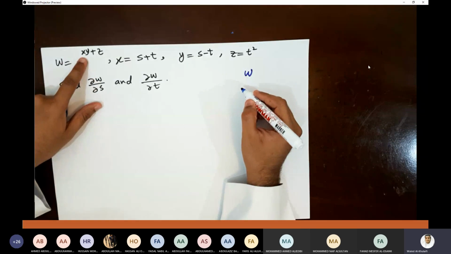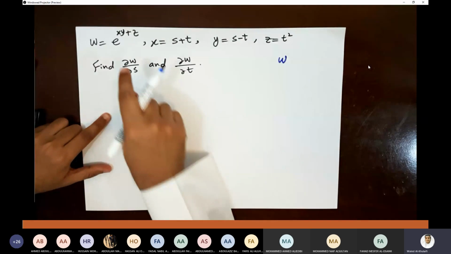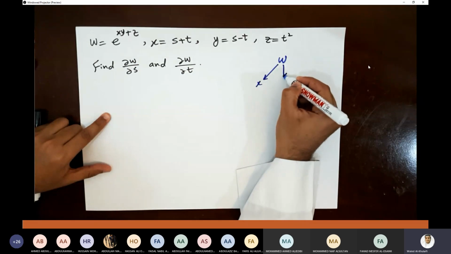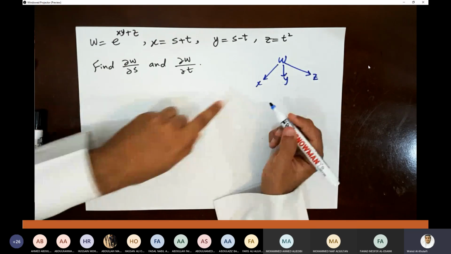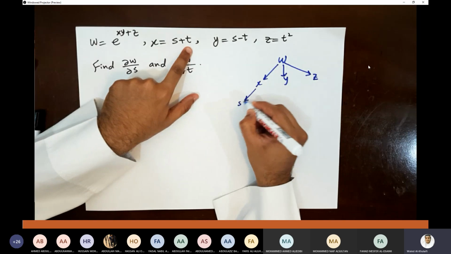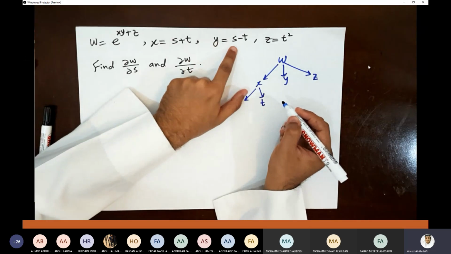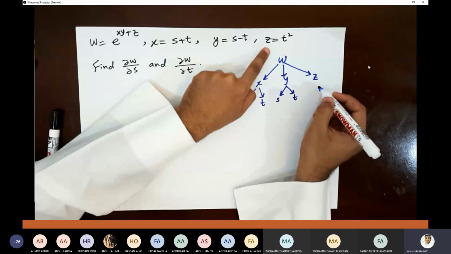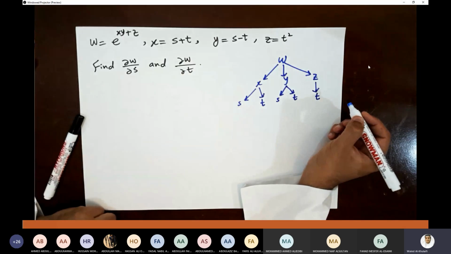And then how many variables inside the W? How many variables do you have? I have X, Y, Z, 3 variables. So we have X, I have Y, I have Z. And then X depends on what? X depends on S and T. So we have 2 variables. One is called S and the other one is called T. Y also depends on S and T. Z depends on only T. So we have 1 arrow and I put T like this.